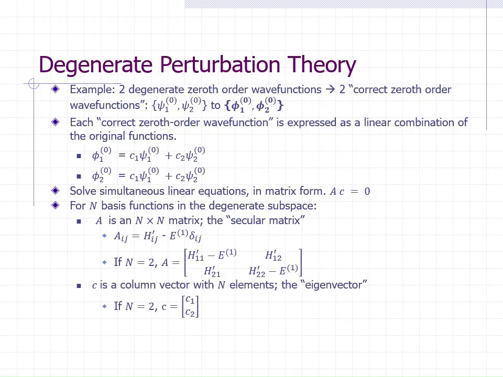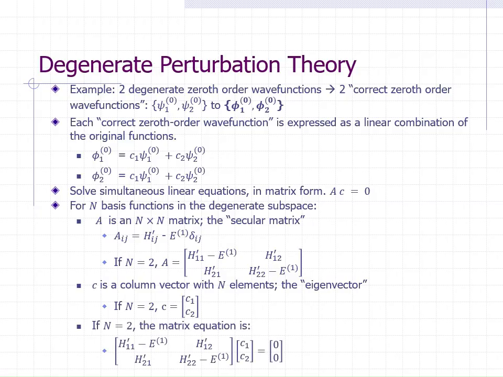The vector c, known as the eigenvector, contains the n unknown coefficients of the linear combination. For the case of two degenerate states, this is the matrix equation. Solving this equation will allow us to determine both the first-order energy corrections and the correct zeroth-order wave functions.